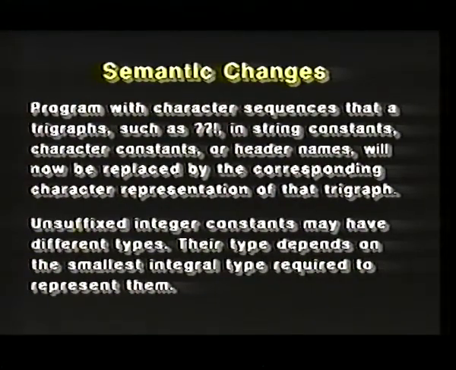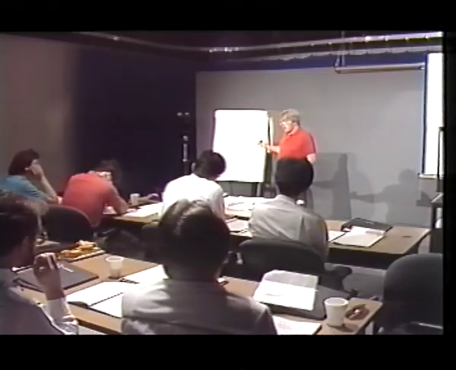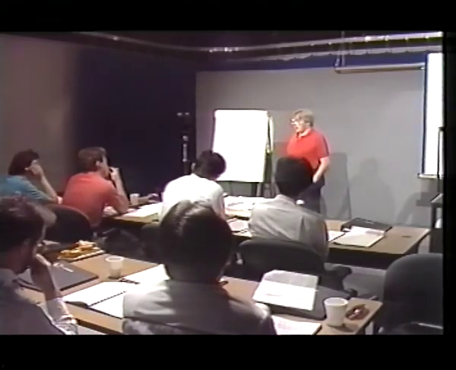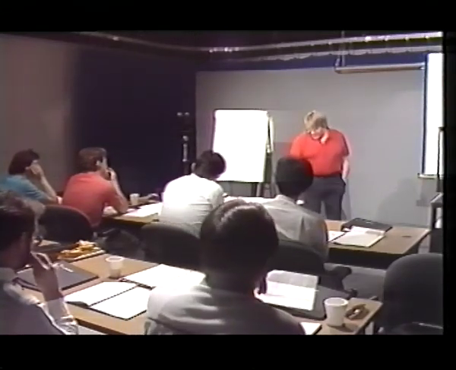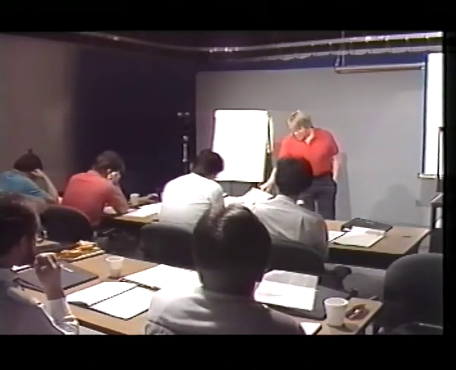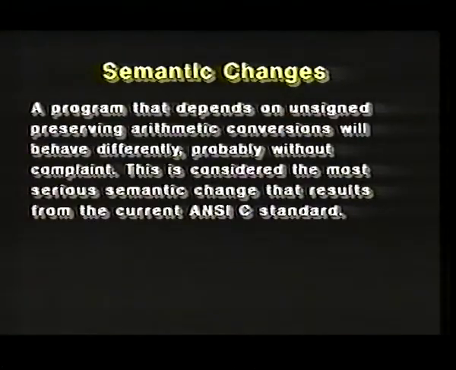Unsuffixed integer constants, such as 12: the type will depend upon the context. In K&R, this constant would always be an int. In ANSI, it may be a char. Actually, no, it wouldn't be a char. It would be a short, an int, or it could be a long, depending on the context that it's in. And it would never be an unsigned in K&R. In ANSI, it would be. If you have programs dealing with unsigned arithmetic, behavior can be different with conversions between K&R and ANSI C. And the ANSI C committee considered this the most serious semantic change in the language from going to ANSI.